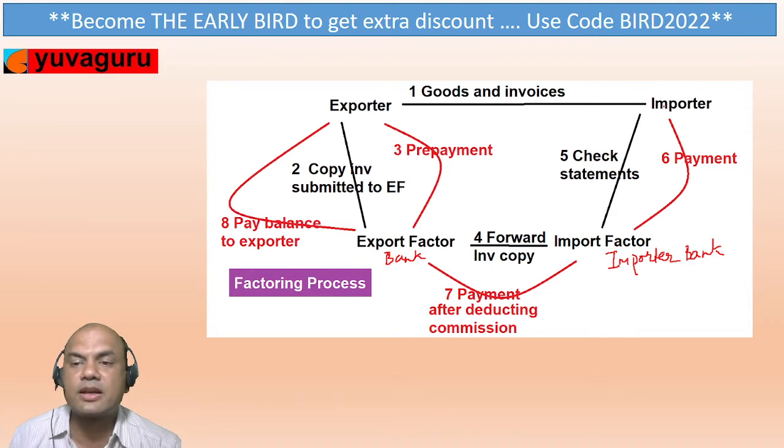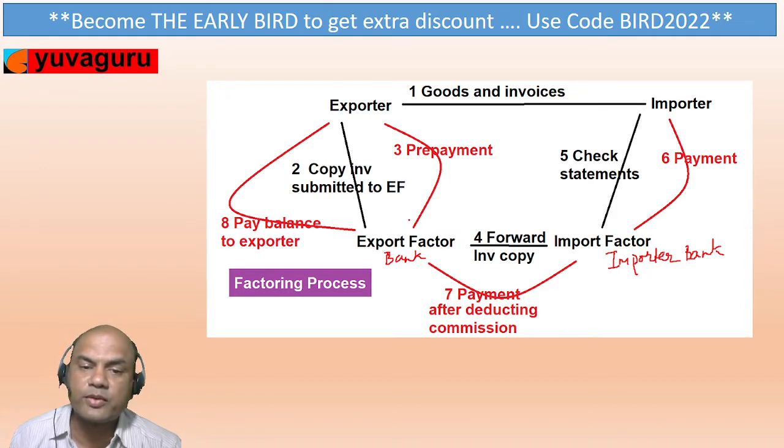Now once the transaction is genuine, on the due date, this importer will definitely pay. So he pays it to the import factor, step number 6. What does the import factor do? Step number 7, pays to the export factor after deducting his commission. Of course, this guy is working, so he'll get some commission for this, right? So step number 7, money has reached the export factor now.